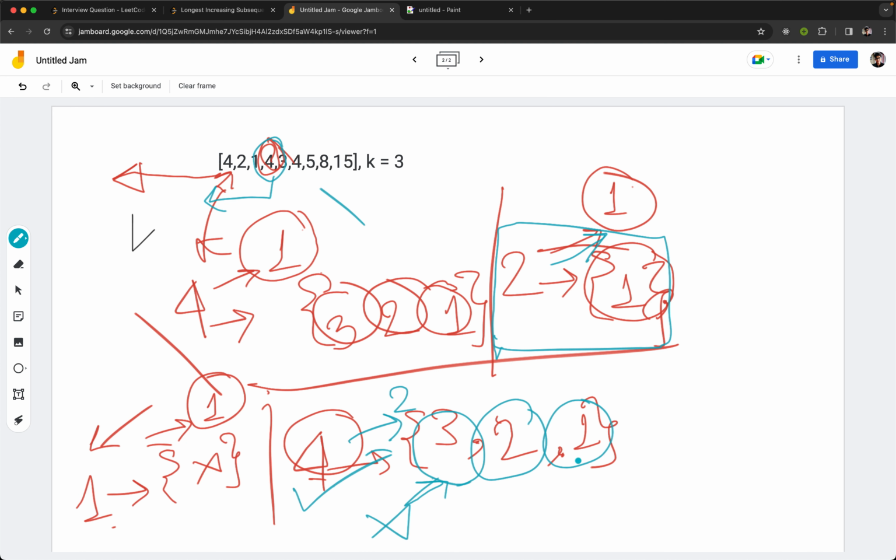Now comes the next element. How much would be the length if we include this one in my array?